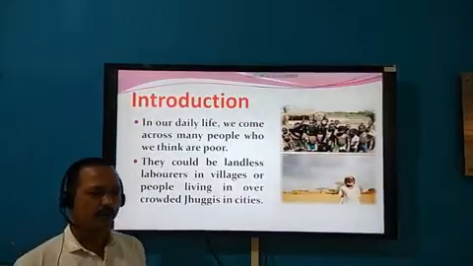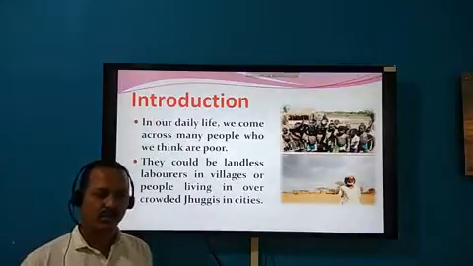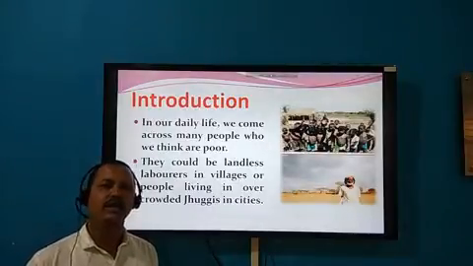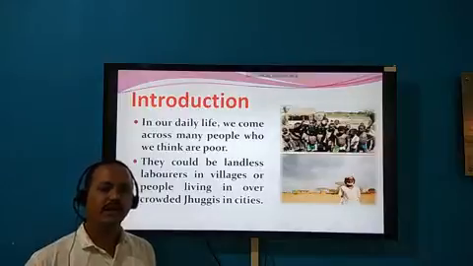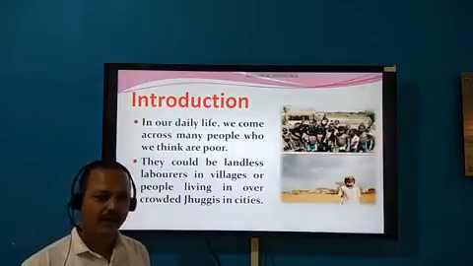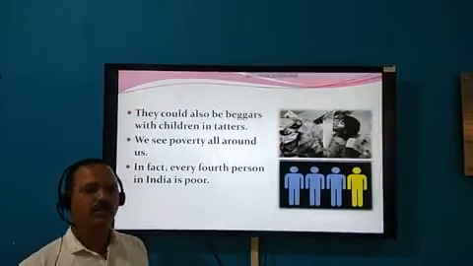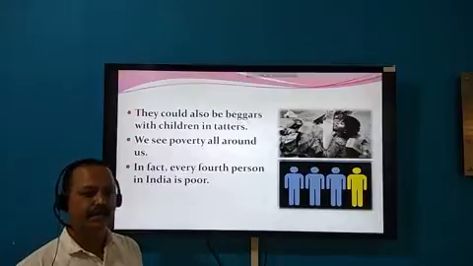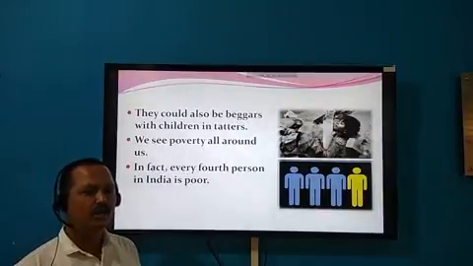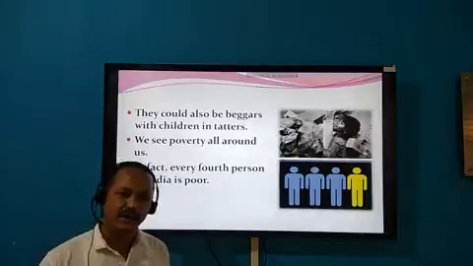In our introduction part, in our daily life, we come across many people who we think are poor. They could be landless laborers in villages or people living in overcrowded jhuggis in cities. They could also be beggars with children in tow. We see poverty all around us. In fact, every fourth person in India is poor.